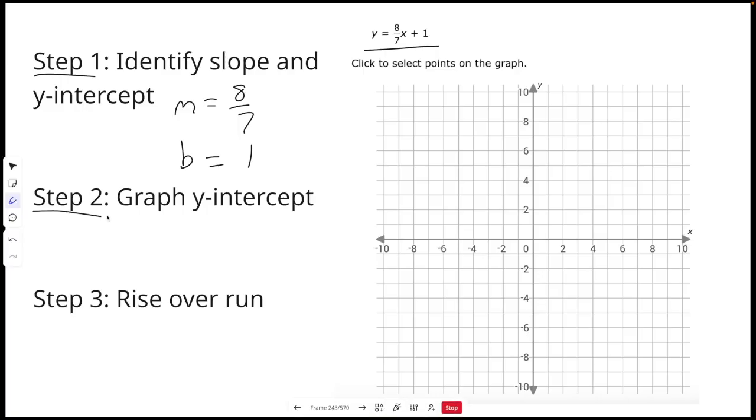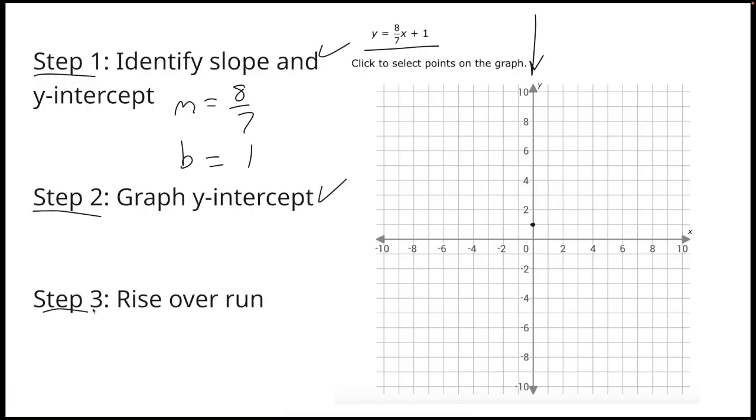Step two, graph the y-intercept. So the y-intercept is 1. So on the y-axis, we're going to go to 1, because it's the y-intercept, so it should be on the y-axis. So step 2 is done. Step 1 is done. Step 3, rise over run.